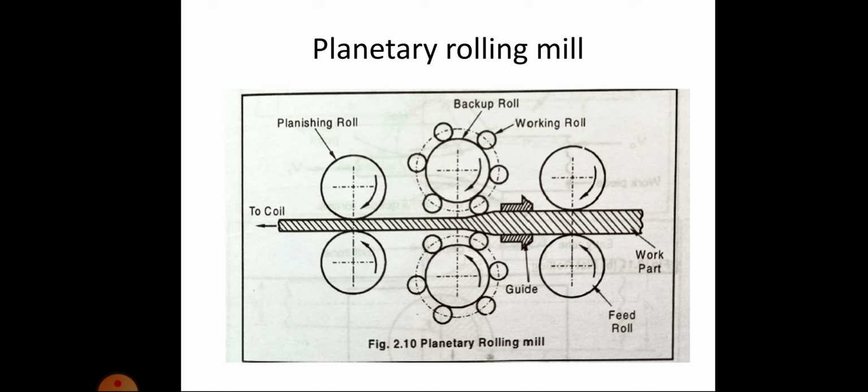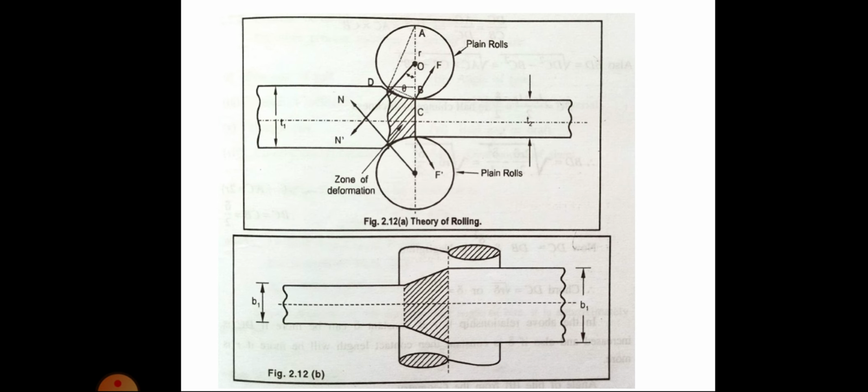There are also, you can see, feed roll, planishing roll, etc. in this arrangement. Then mechanics of flat rolling. This is the diagram. In rolling, metal is formed through a pair of revolving rolls with plain or grooved barrels.